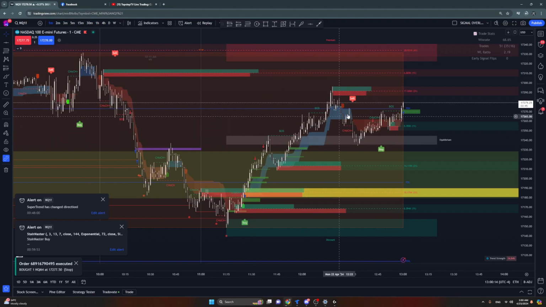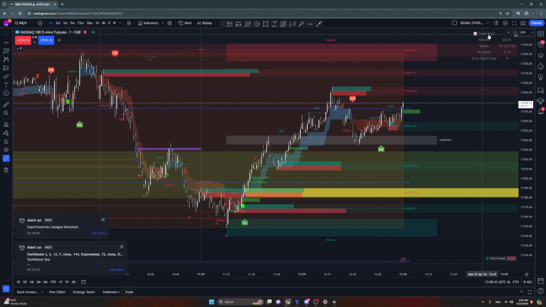That's something that's coincidentally happening right now, which is a good advantage for us because it confirms our bias as well, which is bearish. And so now let's go ahead and plan everything out.